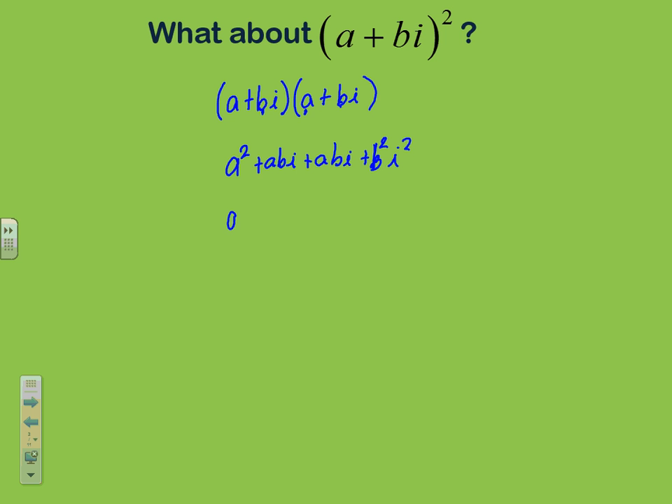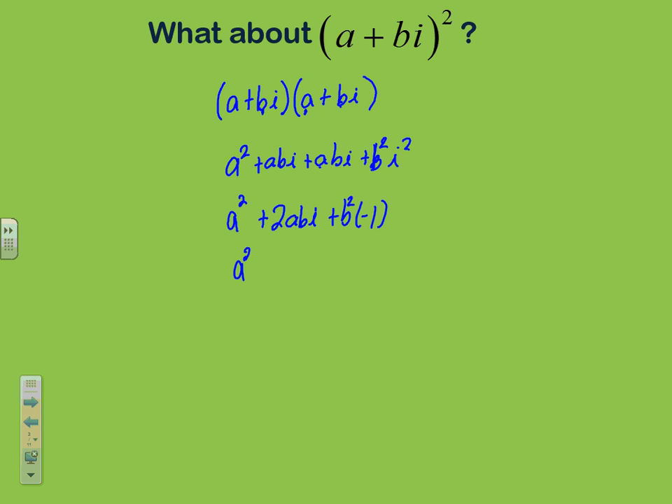So let's simplify it as much as we can. A squared is just a squared. In the middle, anytime we FOIL, the two terms in the middle should always be like terms. So I have an ABI plus ABI, so it's going to give me two ABI terms. And we have B squared, but remember this I squared is just negative 1. So I'm going to substitute negative 1 for I squared.